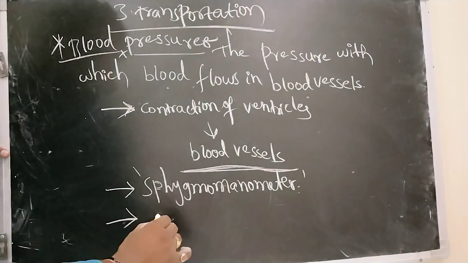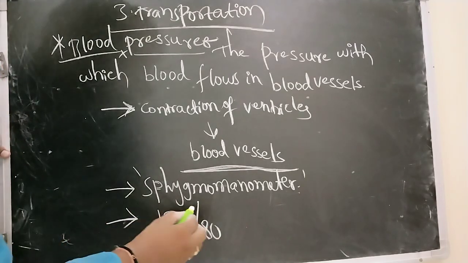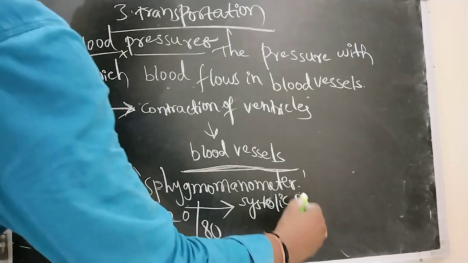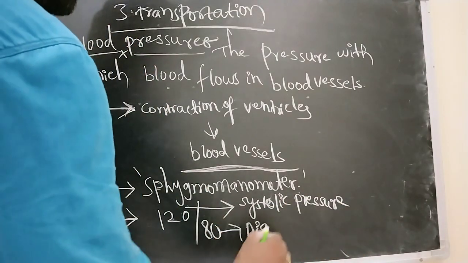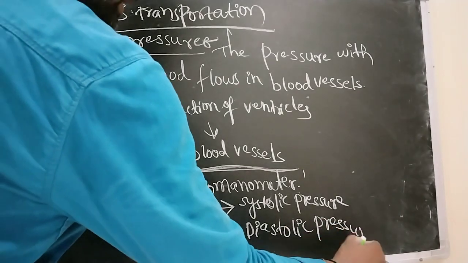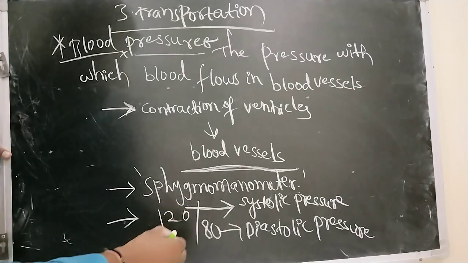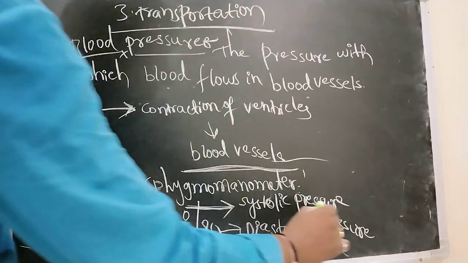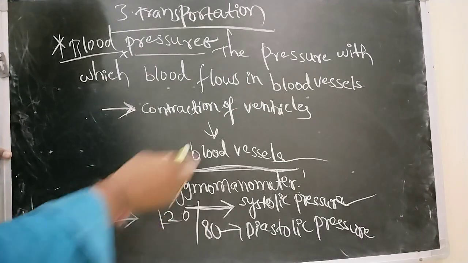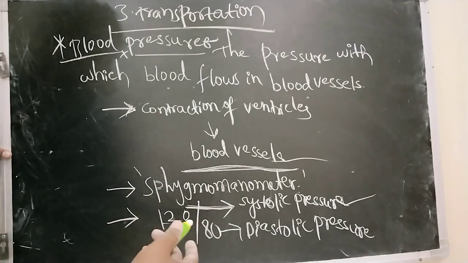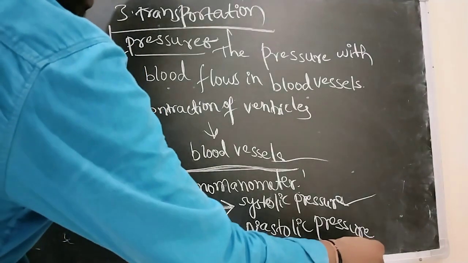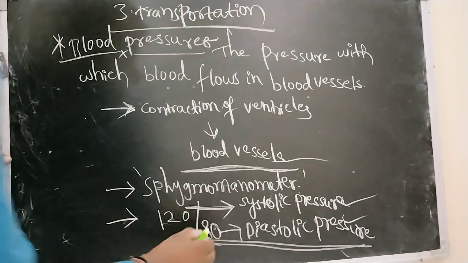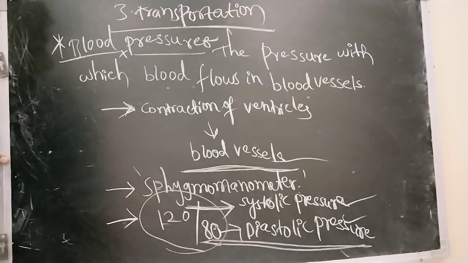The normal blood pressure of a healthy young adult is 120/80. The numerator, 120, is called systolic pressure and the denominator, 80, is called diastolic pressure. Systolic pressure occurs when the ventricles contract and force the blood into blood vessels, then the reading is 120. And when the ventricles are in relaxed position, they are filled with some blood pressure, then the reading is 80, it is diastolic pressure. And this 120/80 is the normal blood pressure of a healthy person.